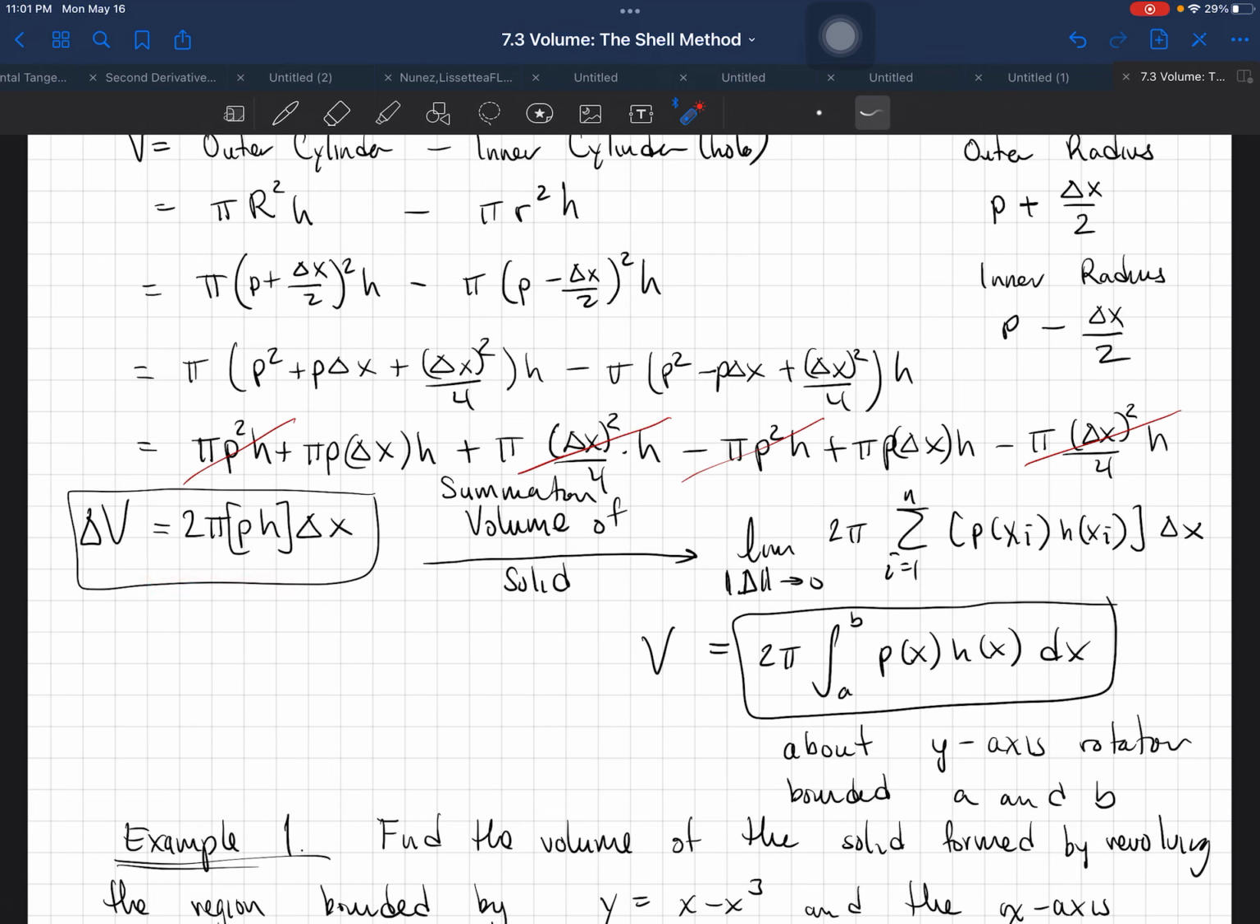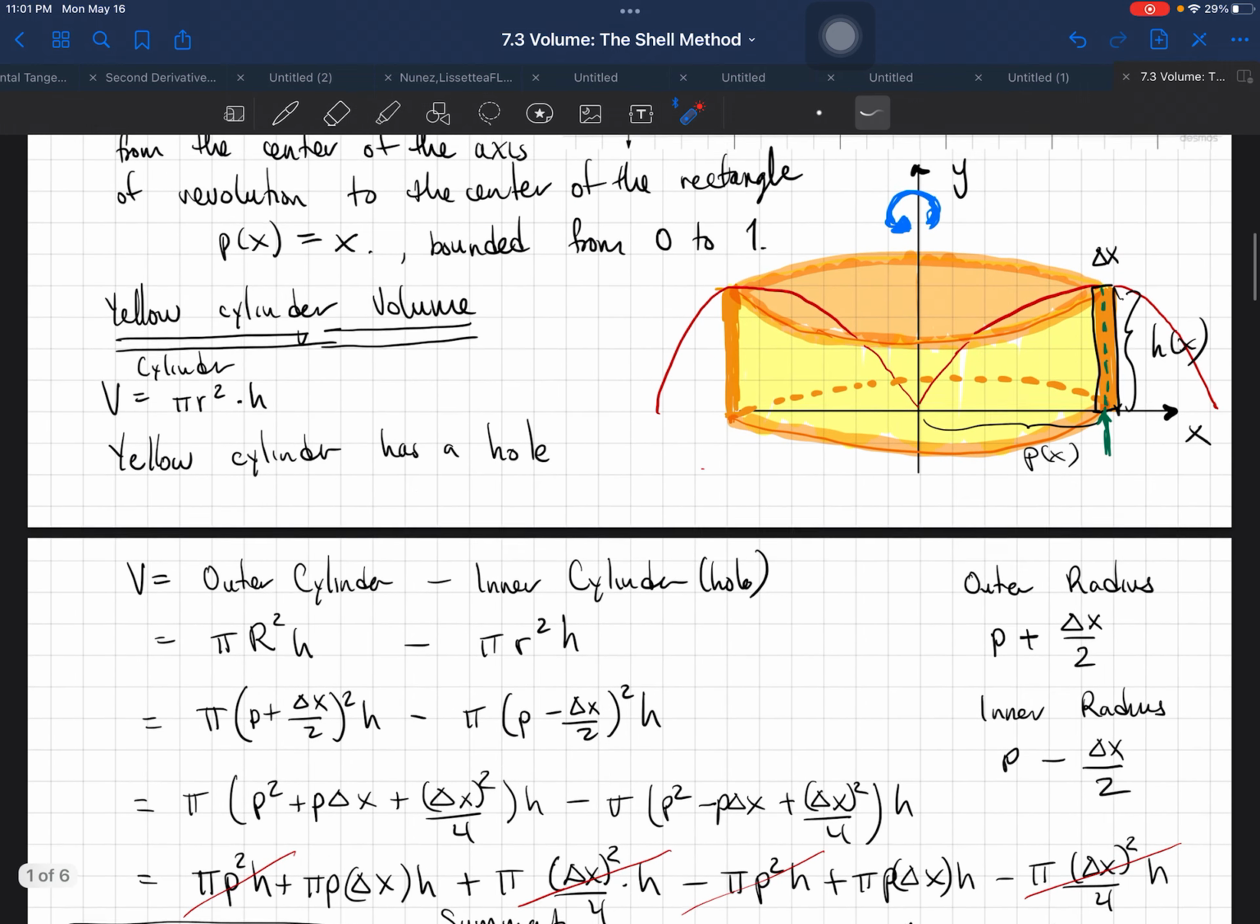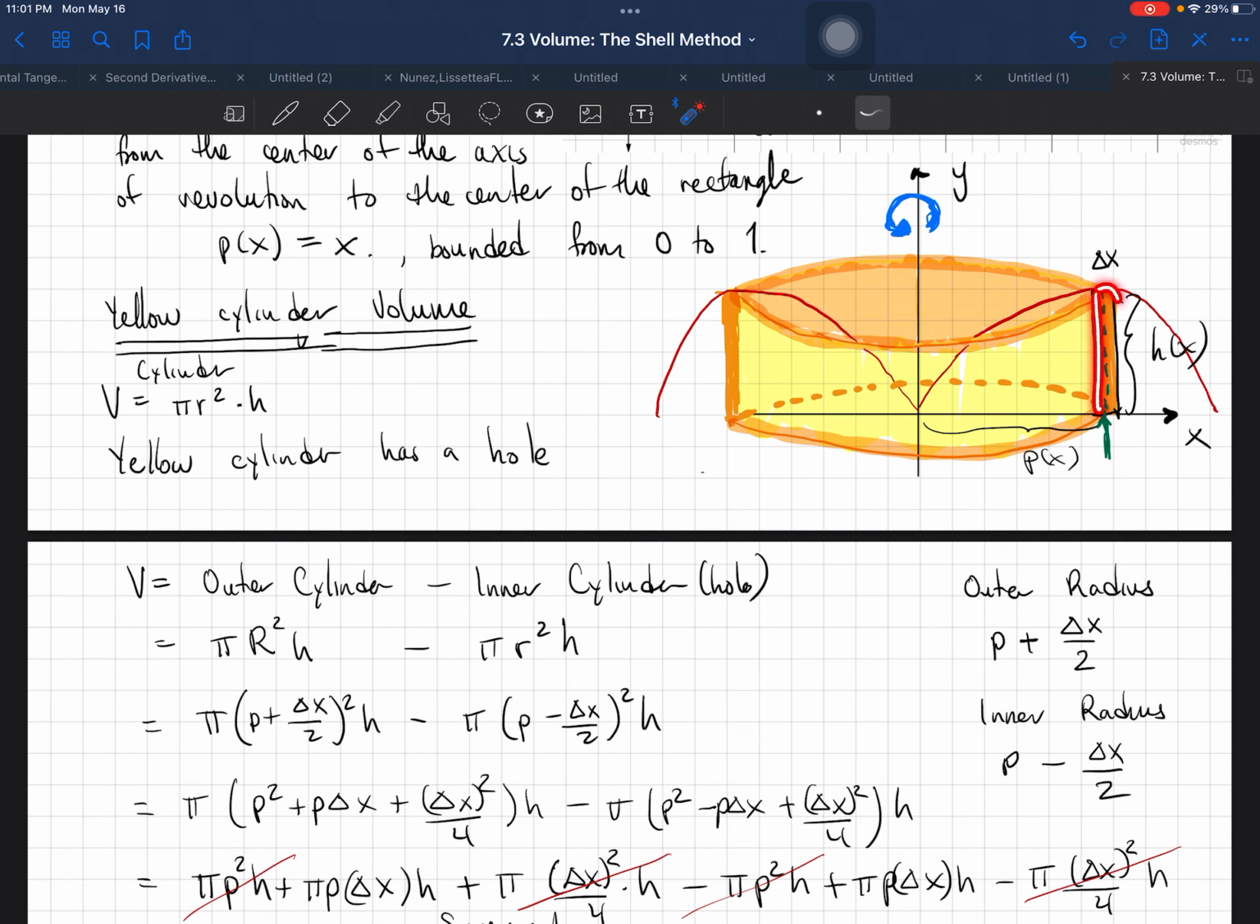And pretty much it is just going to be double this, right? Because they're the same thing. So you end up just getting 2 pi times p times h times delta x. Well, that gives us this single little shell, the volume of this single little shell. If you think about it, it's sort of the orange, along with the shell.